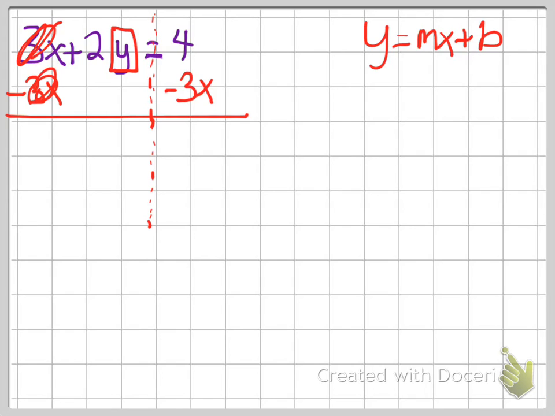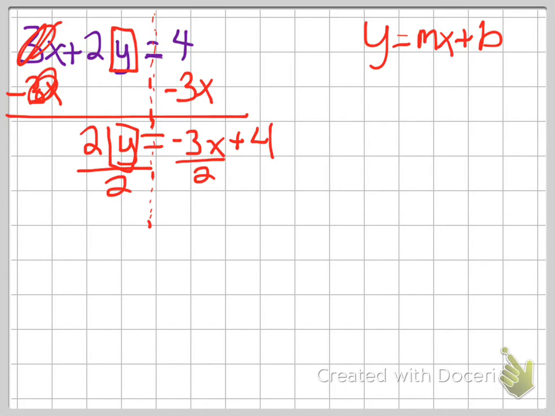Can't really add these like terms here. Guys, I'm going to assume that you know what like terms are. Negative 3x plus 4. Bring down 2y. Okay, well now I can get y by itself. What's being done to y? It's being multiplied by 2. I need to do the opposite and divide by 2.